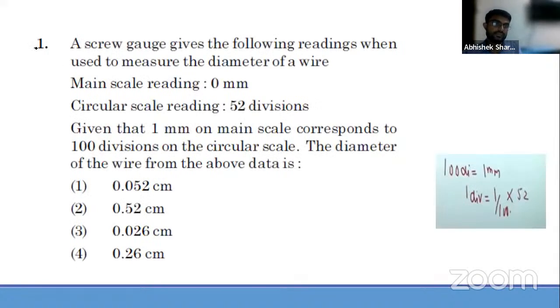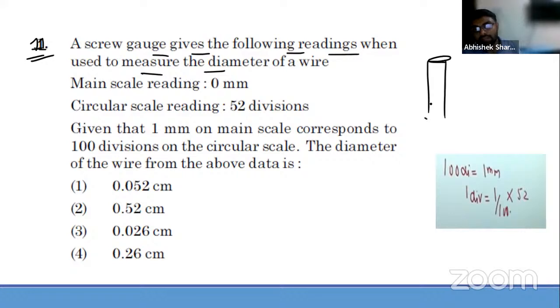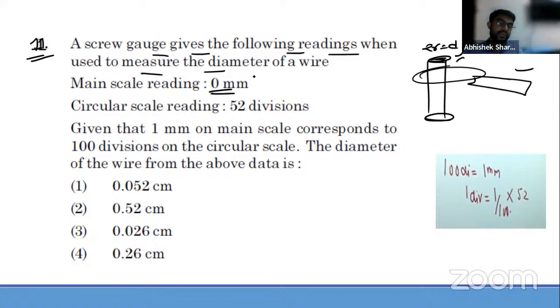So now this is the 11th number question, by the way. It's a screw gauge question. A screw gauge gives the following readings when used to measure the diameter of a wire. Suppose you have a wire and they're asking you to measure 2r, that is the diameter of this wire, by using some screw gauge kind of system. The main scale reading is given as 0 millimeter.